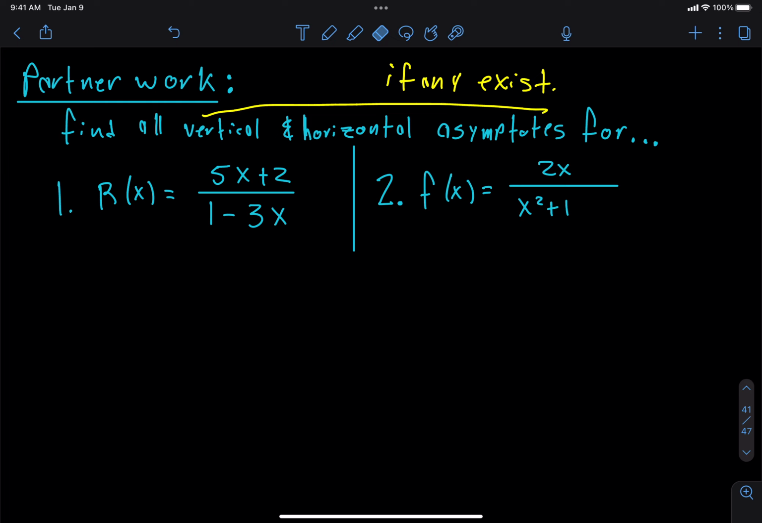Does anyone still need a little more time to work? Okay, take about 30 more seconds here, and then we'll talk these over as a class.